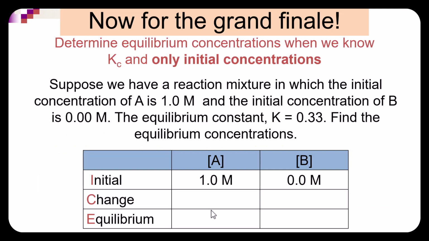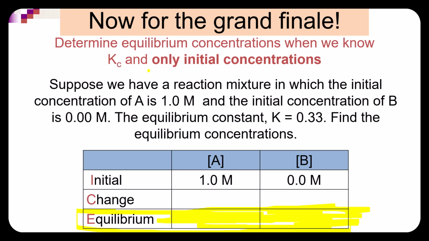Suppose we have a reaction mixture where the initial concentration of A is 1 molar, the initial concentration of B is 0. We know the equilibrium constant for this reaction is 0.33. We want to find the equilibrium concentrations. So the whole purpose of this exercise is to solve for this portion of the table. Once we have the numbers for this portion of the table, that means we have finished solving the problem.